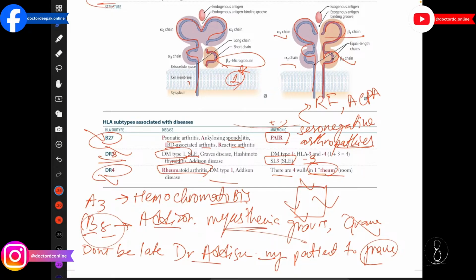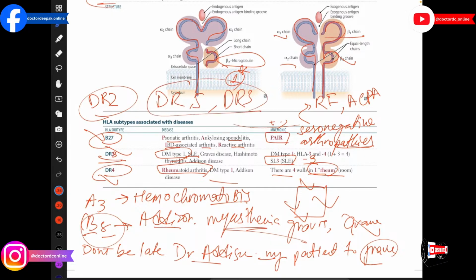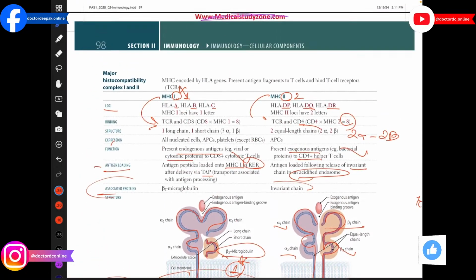They are associated with DR2. And also there is Hashimoto's thyroiditis. Hashimoto is an old doctor. They find their Dr. 5 in DR3. Like this. But as I explained, HLA subtype association is so important. So remember all those things.